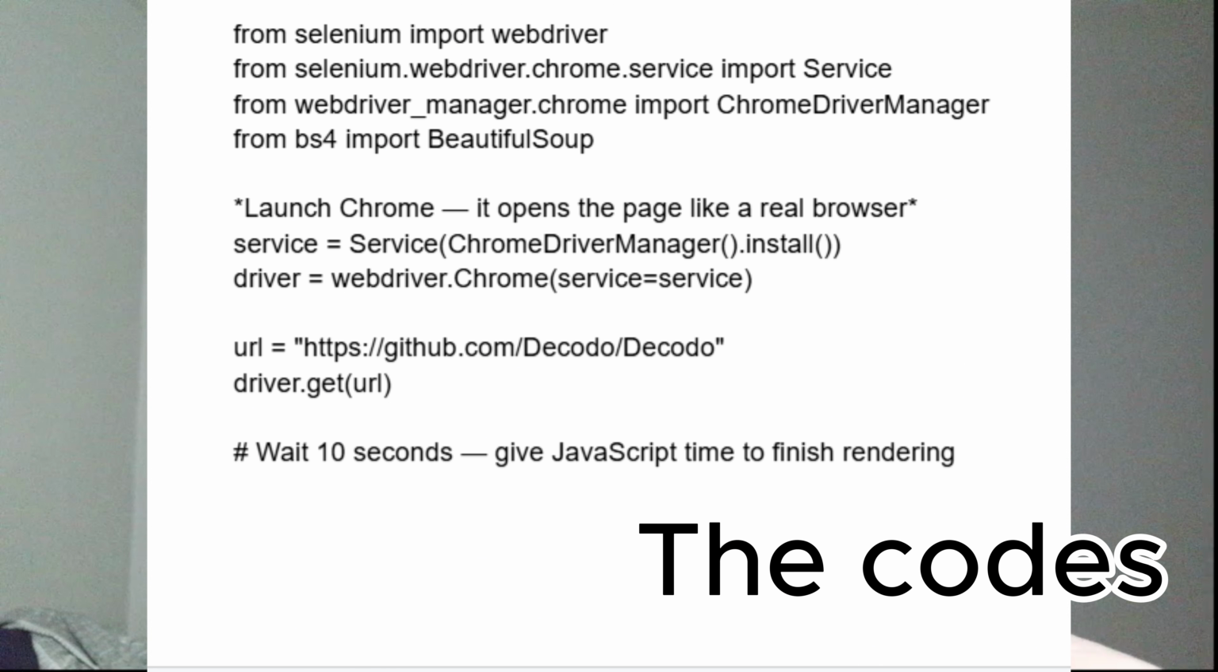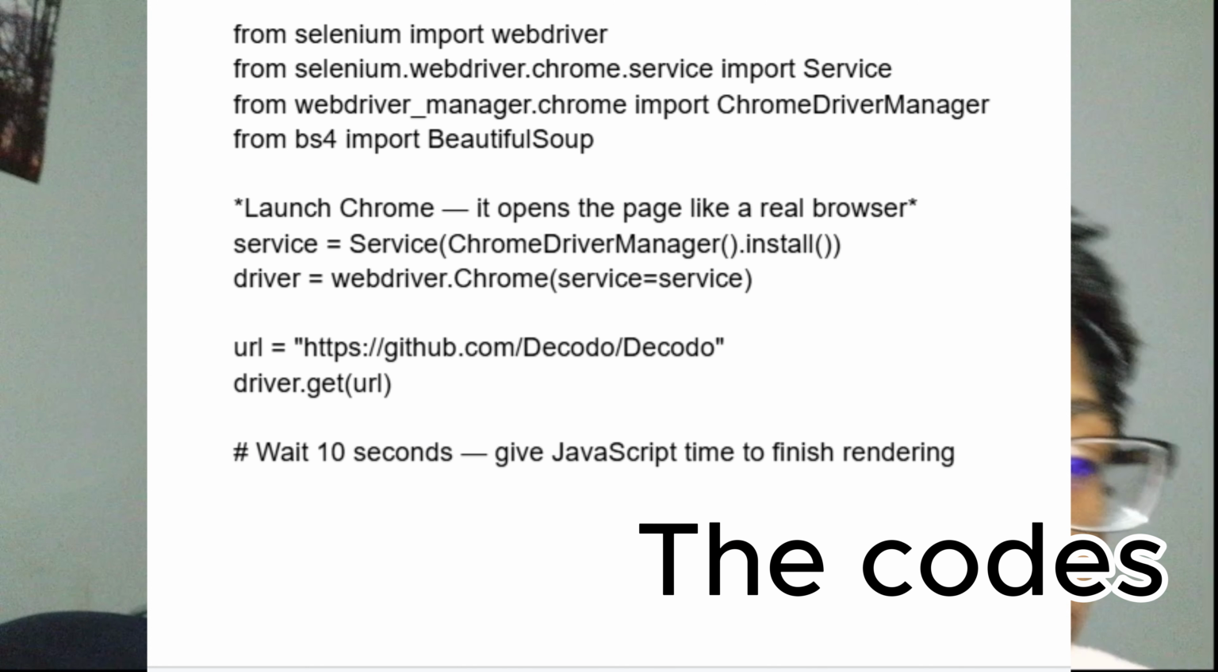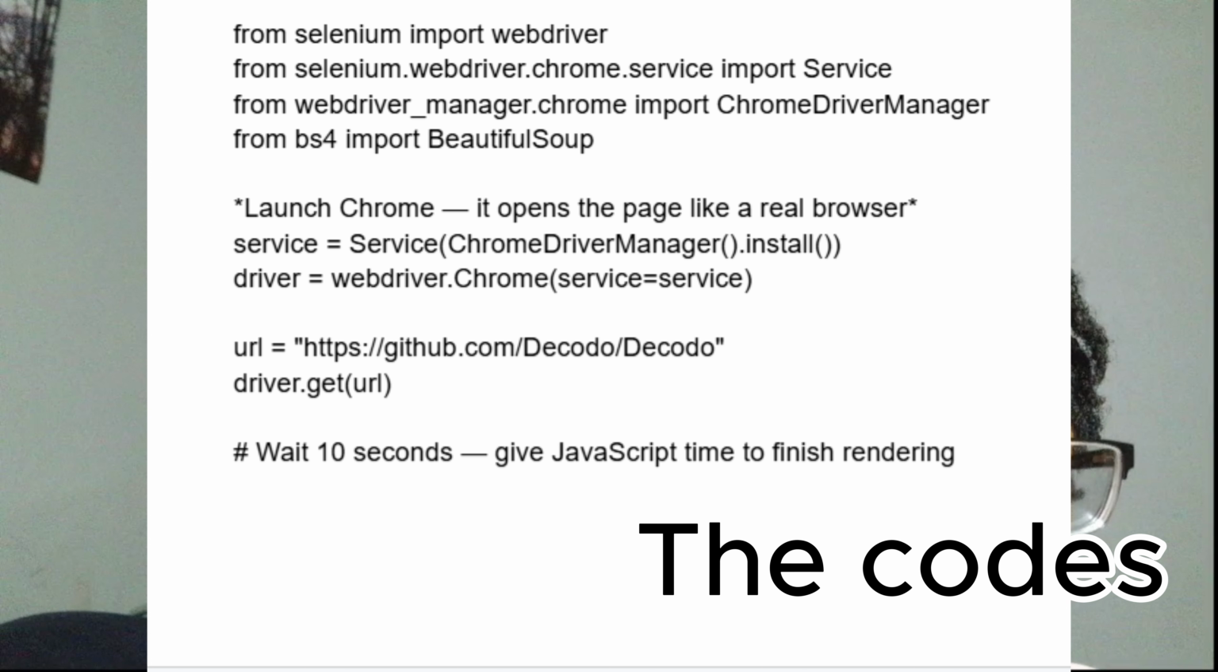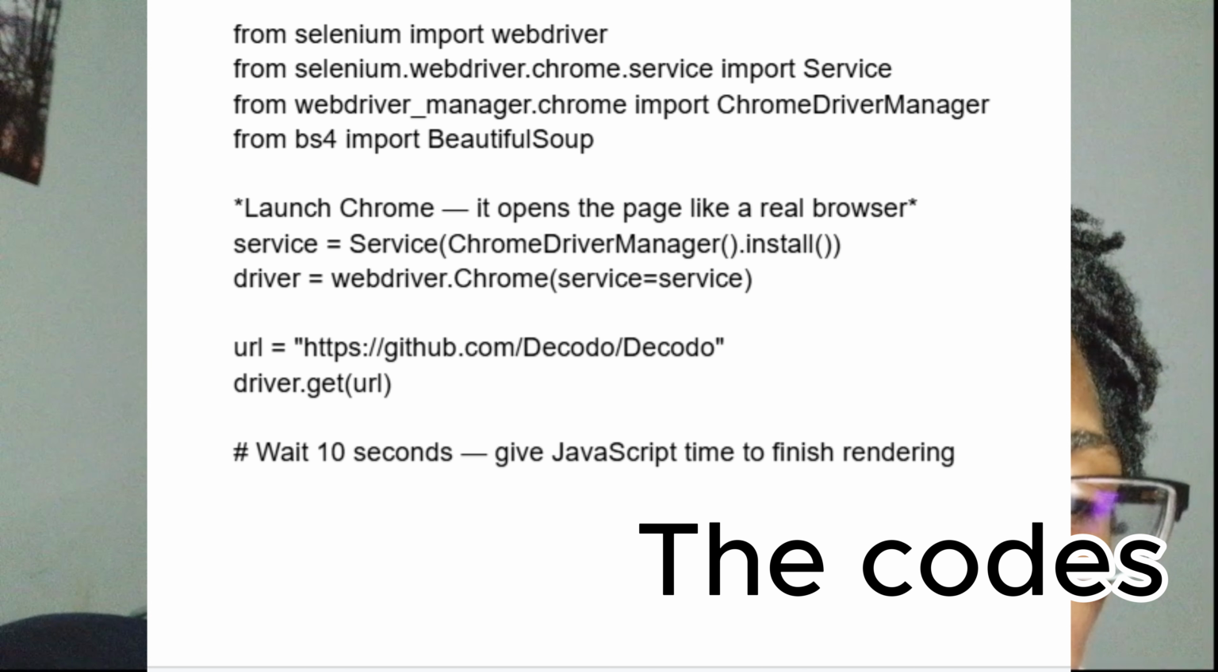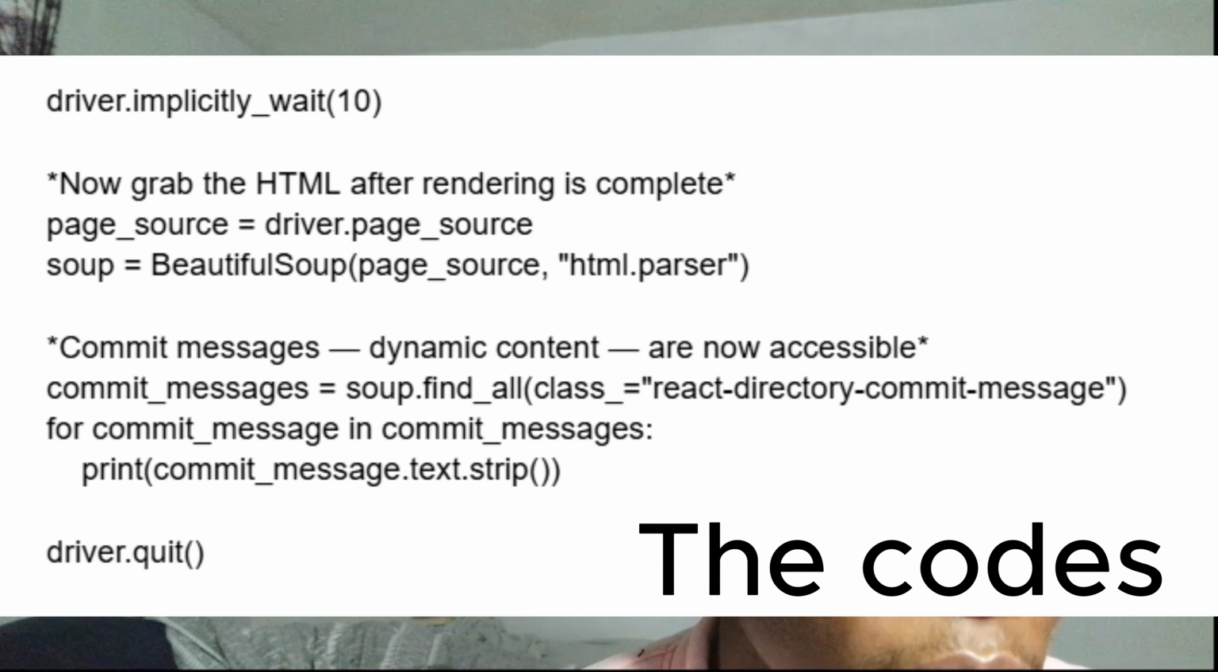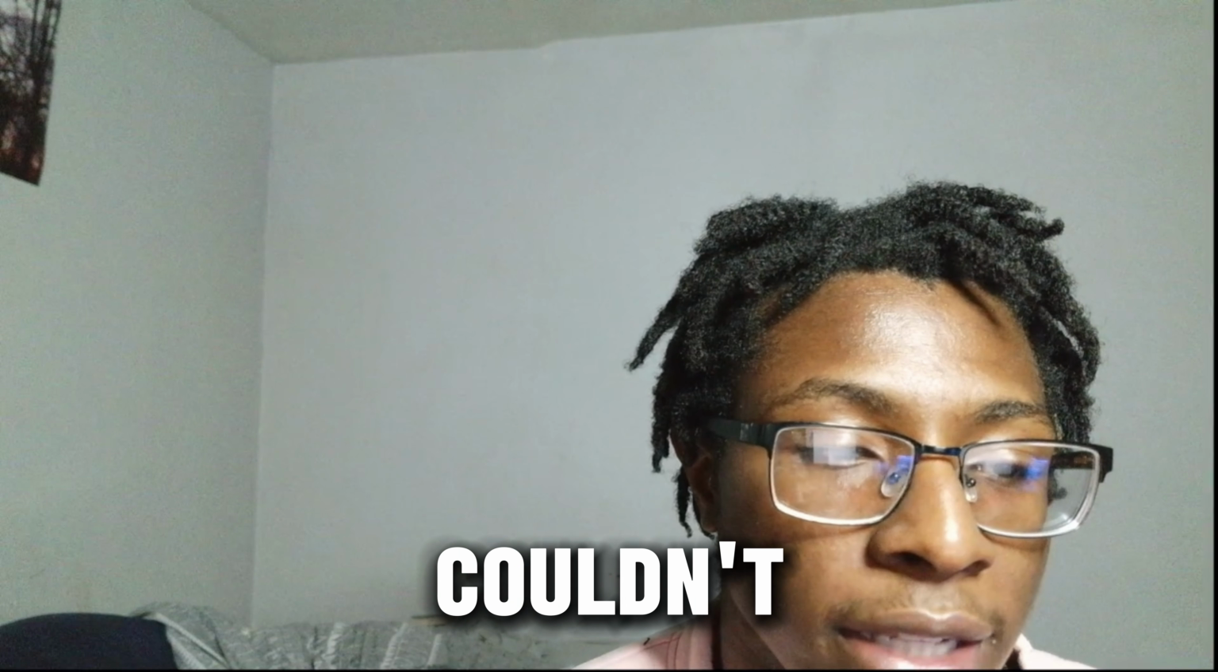Level 2, Selenium. A real browser solves the actual problem. The key line is driver.implicitly_wait(10). We're telling the browser to wait 10 seconds for JavaScript to load the dynamic content. After that, page source contains the fully rendered HTML, including the commits that Requests couldn't see.